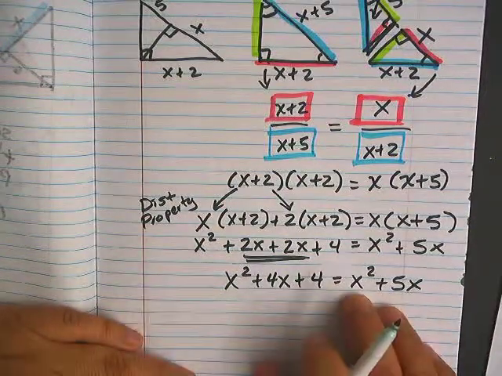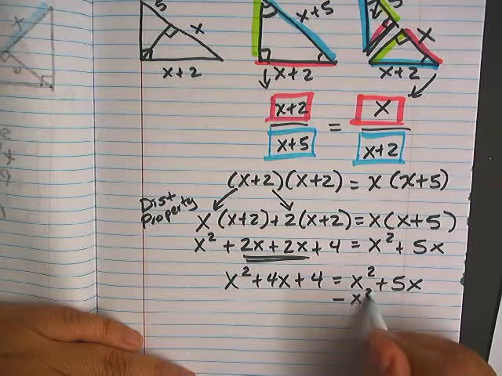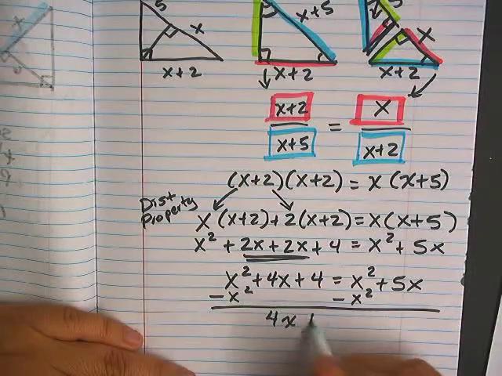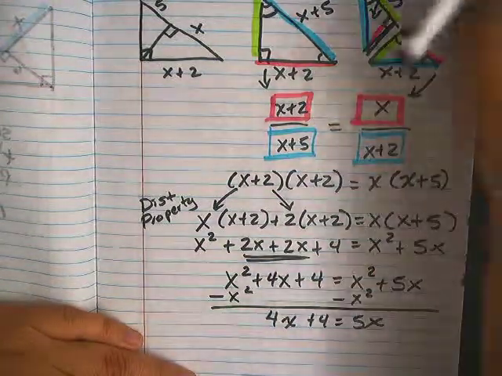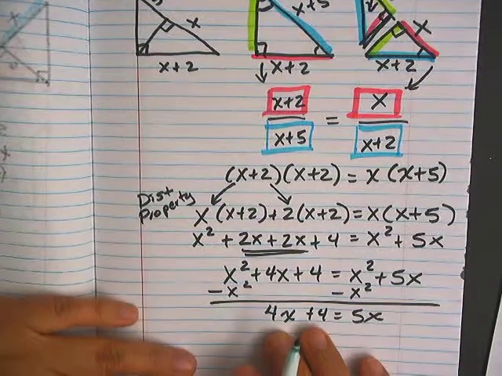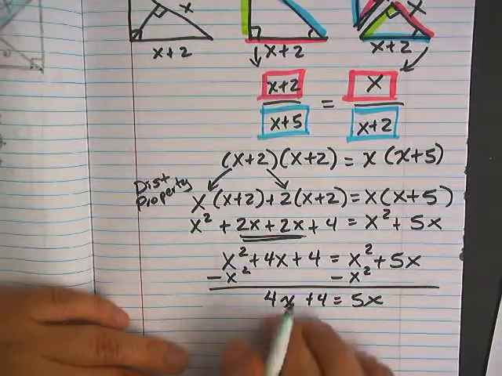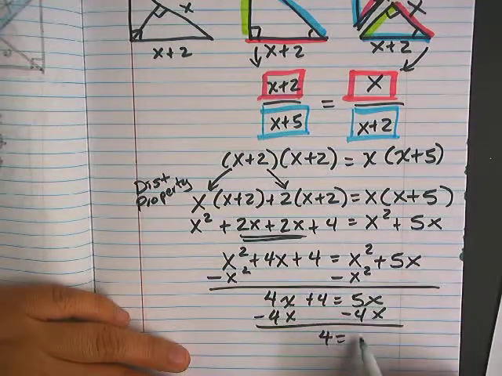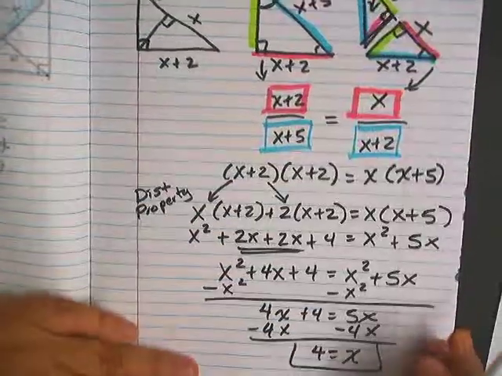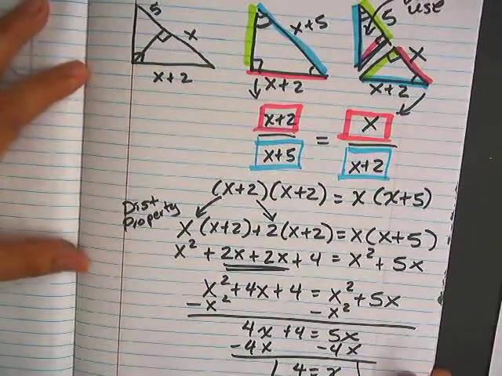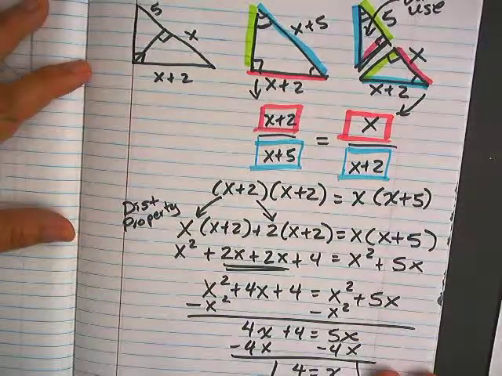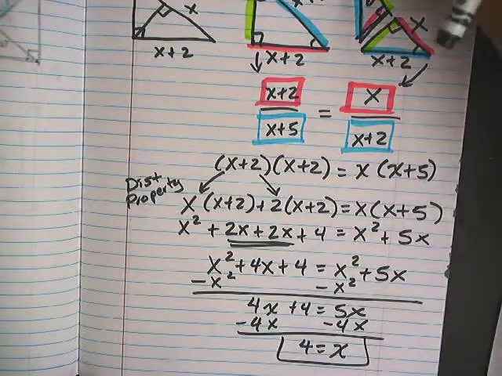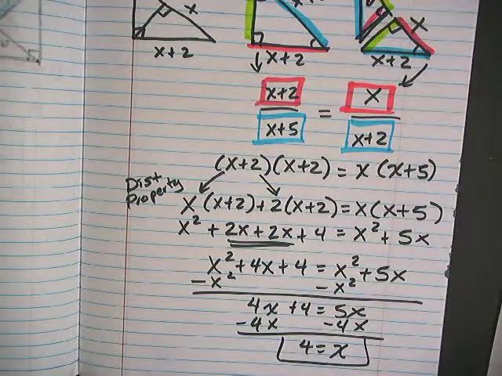Now, usually when you have these polynomials with x squareds in them, you want everything on the same side. So I'm going to take this x squared off of here. So I have to subtract x squared from here. If I do it there, I have to do it there. So now I just have 4x plus 4 equals 5x. And I can say, now that I see it's a pretty simple equation, I'm going to subtract the smaller amount of x's from both sides. So 4 is x. So that is my solution. The only thing that really made this problem difficult was this distributive property. It's really not that bad a problem.